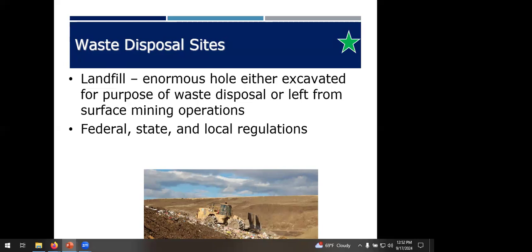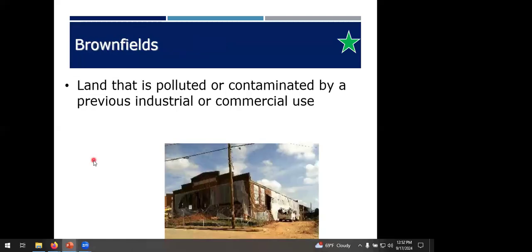Another environmental issue, this one is not in your book, is brownfields. This is land that was contaminated because it used to be an industrial or commercial use. So it's an old warehouse or factory. Usually it's been abandoned, and those chemicals are just out polluting the land.